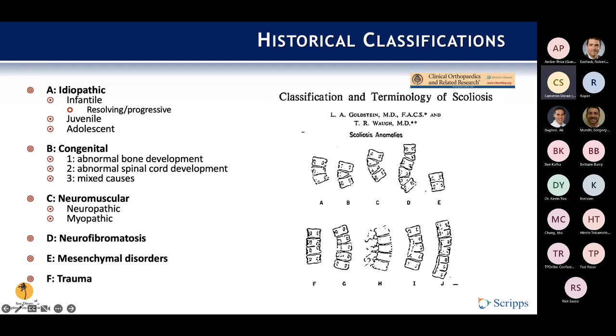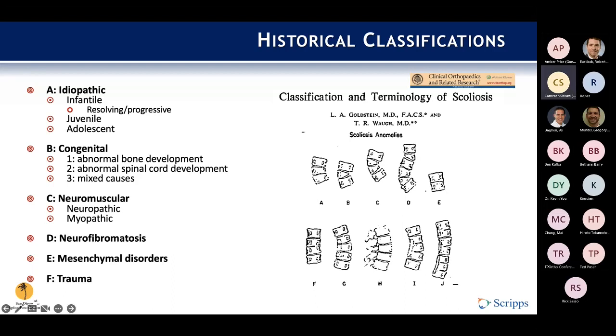And then congenital was broken down into abnormal bone development, failure of segmentation versus formation, resulting in various deformities. And then you get down into neuromuscular, which is neuropathic or myopathic scoliosis. And then you get down into neurofibromatosis, which has its own category. And then mesenchymal disorders as well, both congenital, such as Marfan's, or acquired, such as rheumatoid. And the final was due to trauma, which included fracture. But this included scoliosis due to surgery.